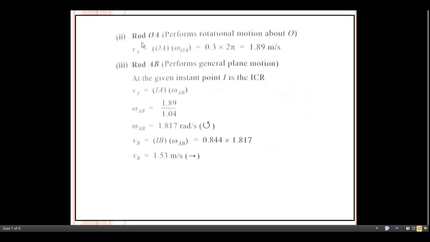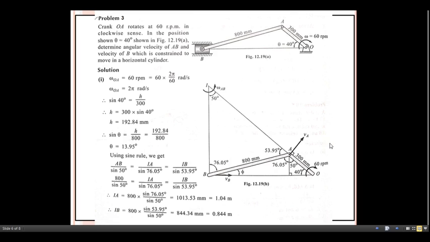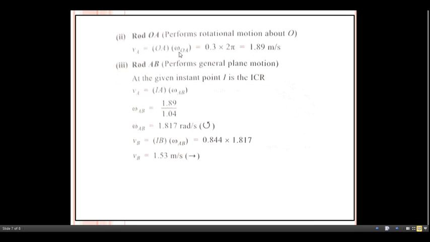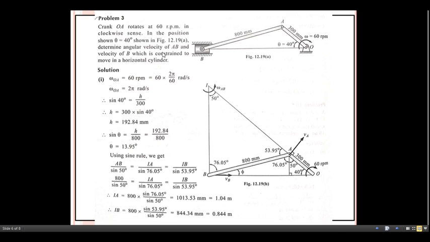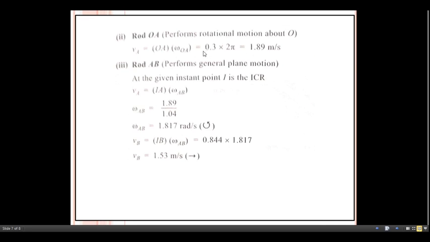Now just see rod OA. With respect to this rod OA, write the formula. What is the formula in this case? OA multiplied by the angular velocity of the same link, OA multiplied by omega OA. Omega OA is already with us, 2 pi, and OA is 0.3. Substitute here: VA equals 0.3 multiplied by 2 pi, we get 1.89 meter per second.